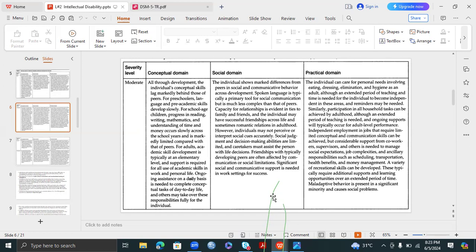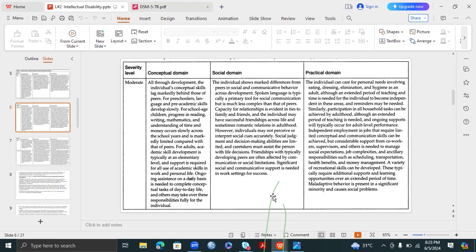So, the individual may not perceive or interpret social cues very accurately, and social judgment and decision-making abilities are very limited for these individuals. Okay, and significant social and communicative support is needed in work settings for success in their adulthood.